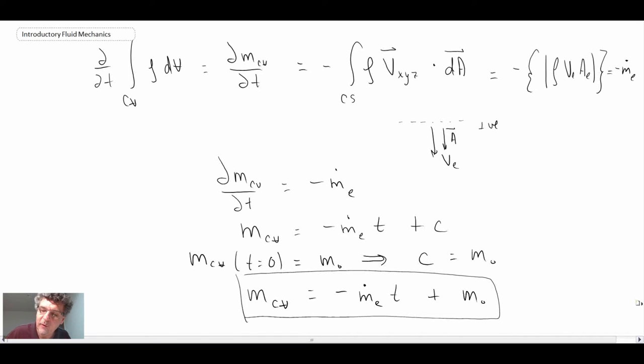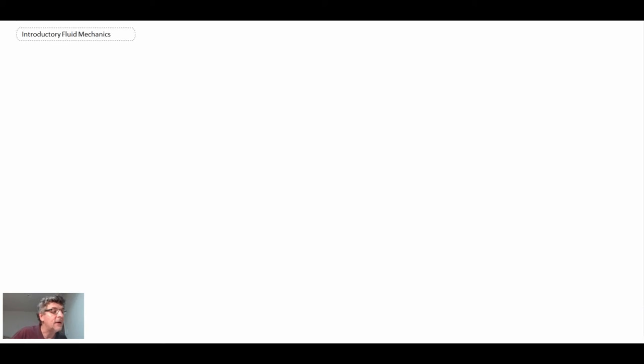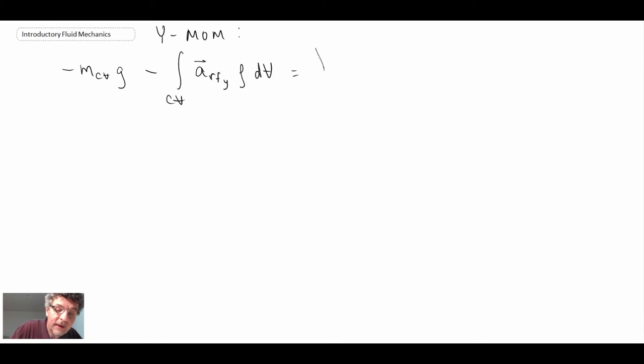Now what we want to do is go on to momentum and take a look at the y component of momentum. For this, the body force is just going to be the mass of the control volume times the gravitational vector, and it's minus because it's acting down. Then there's the term that enables us to apply control volume analysis for the accelerating reference frame. And then on the right-hand side.